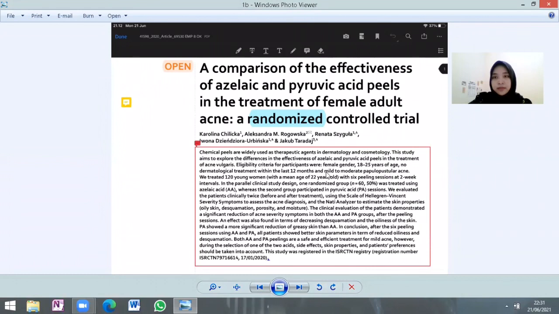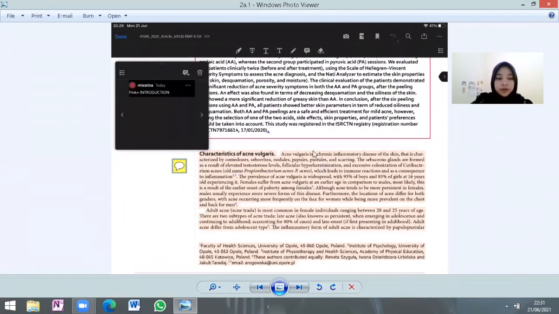That's all for the first section, which is title and abstract. Next, we move on to the introduction. Item number 2A, scientific background and explanation of rationale, is reported on page number 1 and 2. The introduction is highlighted in pink.